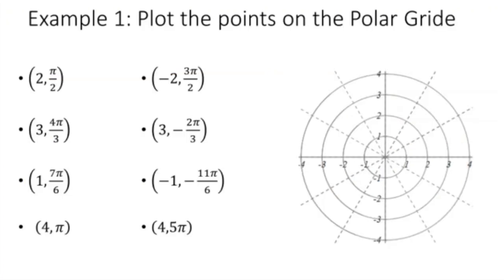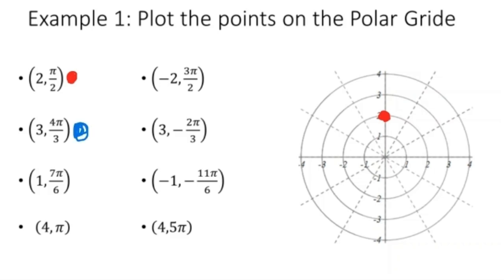Next, we're going to practice plotting some points on the polar grid. We'll start by plotting (2, pi over 2), and we'll plot our point in red. The angle pi over 2 would coincide with the positive y-axis in our rectangular coordinate system. Since our r is positive, we'll be traveling along this terminal side, and we'll be 2 units away from our pole, which will be located at the indicated point. So there's our point for (2, pi over 2).